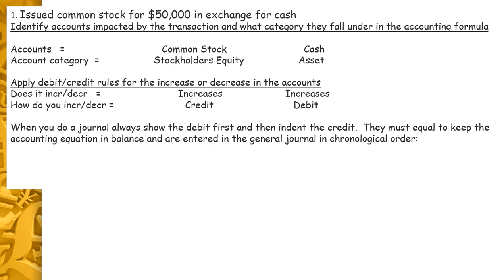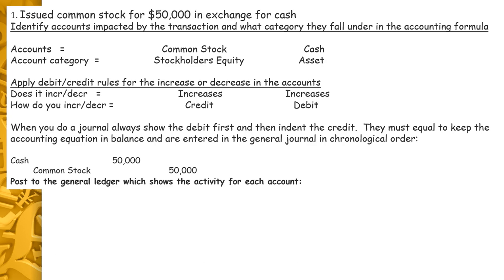Now, when you do a journal entry, always show the debit first and then enter the credit. They must equal to keep the accounting equation in balance, and they are entered in the general journal, again in chronological order. So our journal entry would be a debit to cash because it increased, and a credit to common stock.